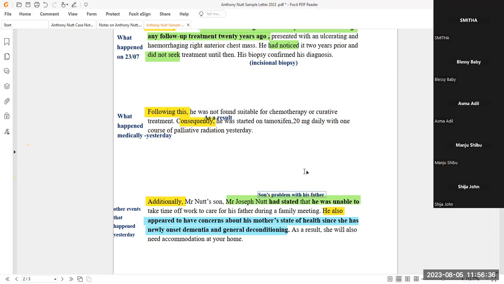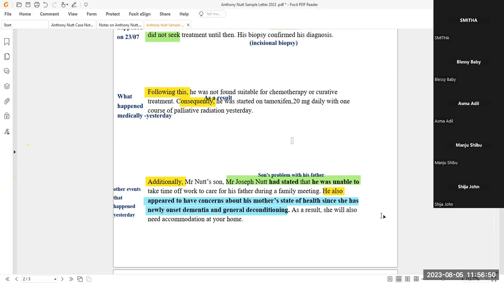that I mentioned that first. Okay, so he had stated, and I conveyed it using past perfect tense. Mr. Joseph Nutt had stated that he was unable to take time off work to care for his father during a family meeting. Next sentence, Asma.